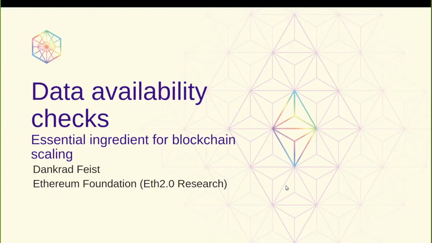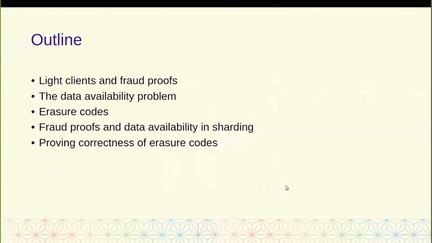I'll talk about light clients and fault proofs in the beginning, because that's basically the best setting in which you can talk about data availability checks, introduce the data availability problem. You can solve it using erasure codes. This is essential in sharding. We start with light clients, but we'll see that for scaling blockchains, these data availability checks play a much more important role than just for light clients.